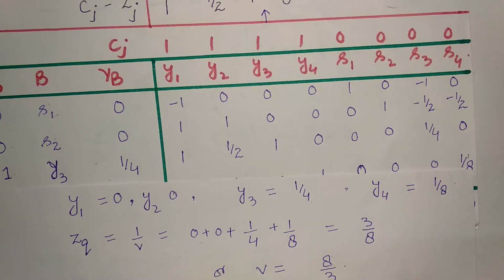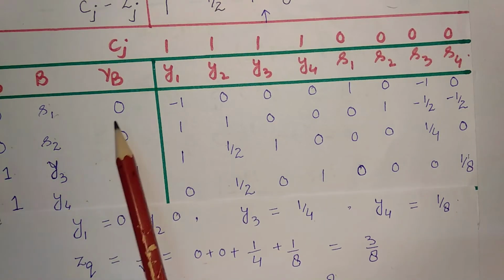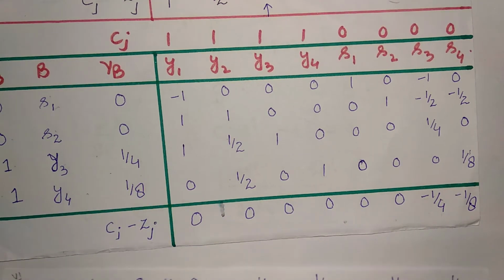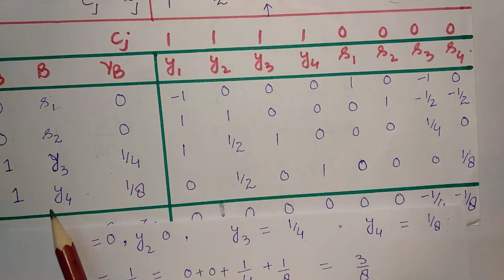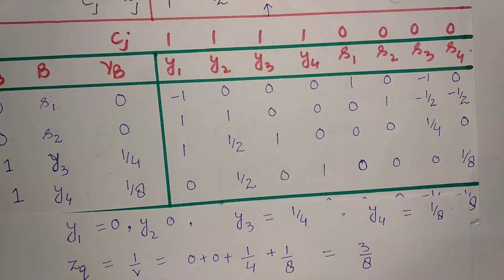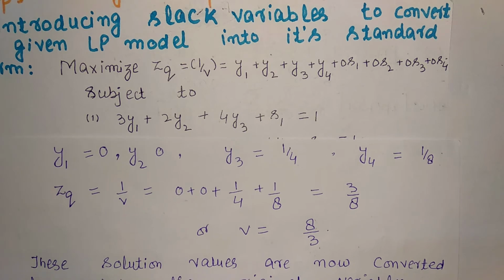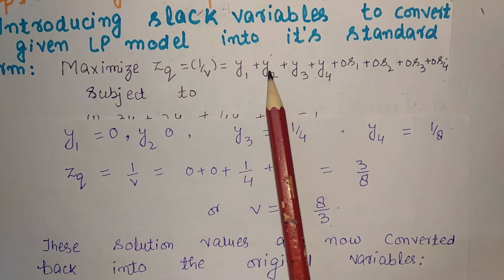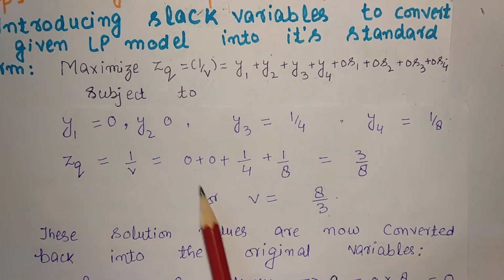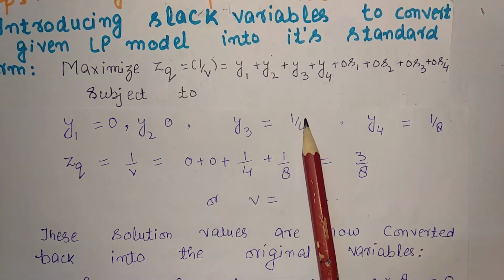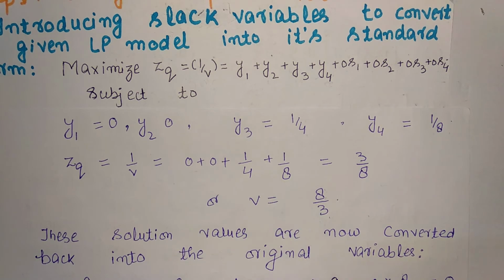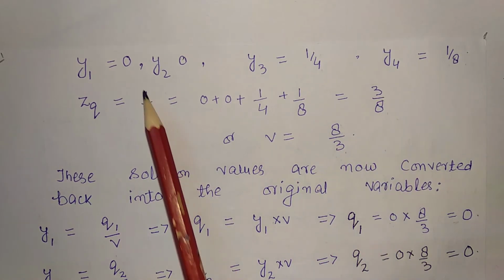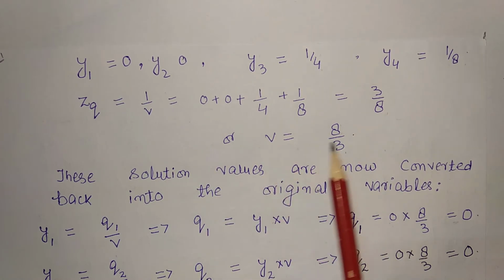So from here, now Y1, Y2 are not available in the basis, so Y1 and Y2 are 0. Now Y3 is 1 by 4 and Y4 is 1 by 8. And Z, that is 1 by V, is equal to Y1 plus Y2 plus Y3 plus Y4. So I will get 3 by 8. Now 1 by V is 3 by 8, so V is equal to 8 by 3.